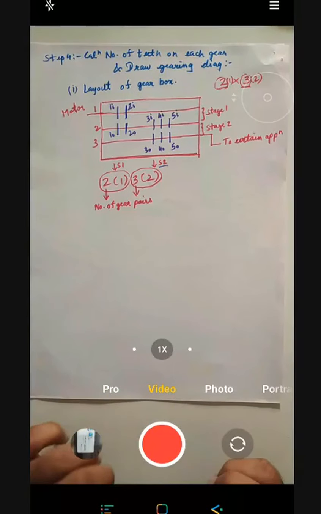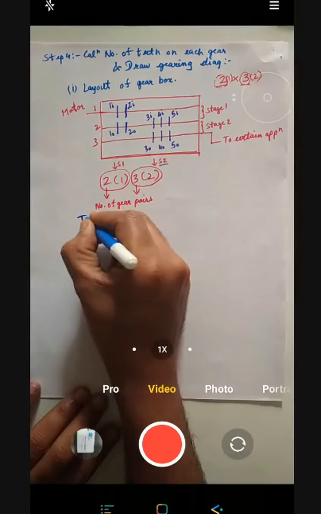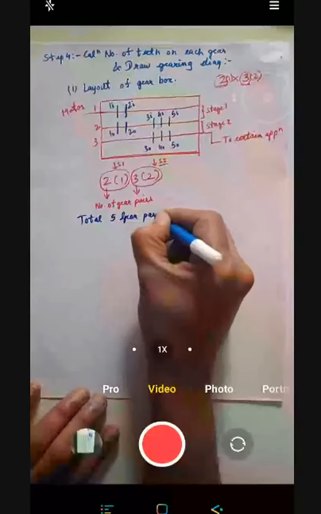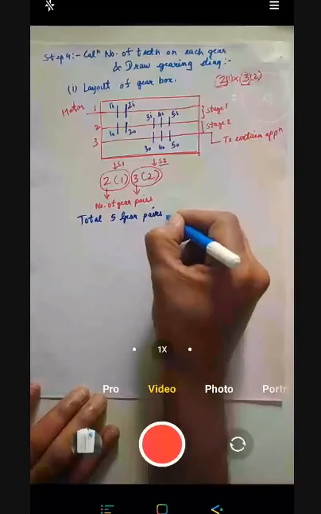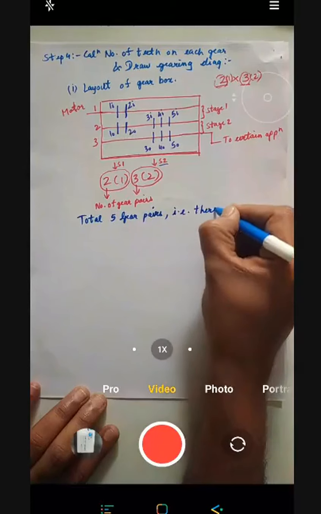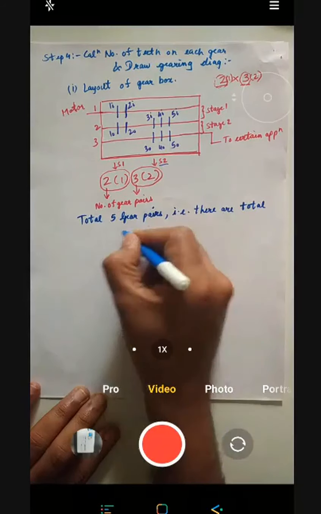From this we came to know that there are total how many gears? Total how many gears are there? Anyone? Yeah, that means there are 5 gear pairs. There are total 10, 5 gear pairs. That means there are total 10 gears.